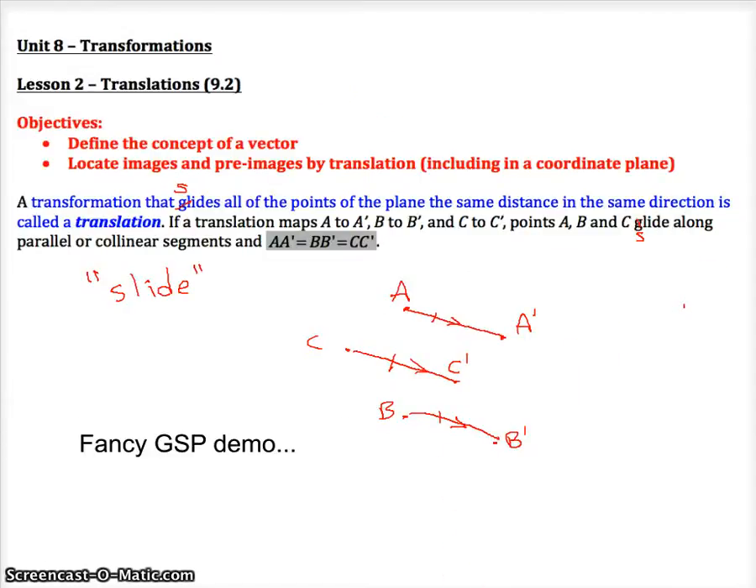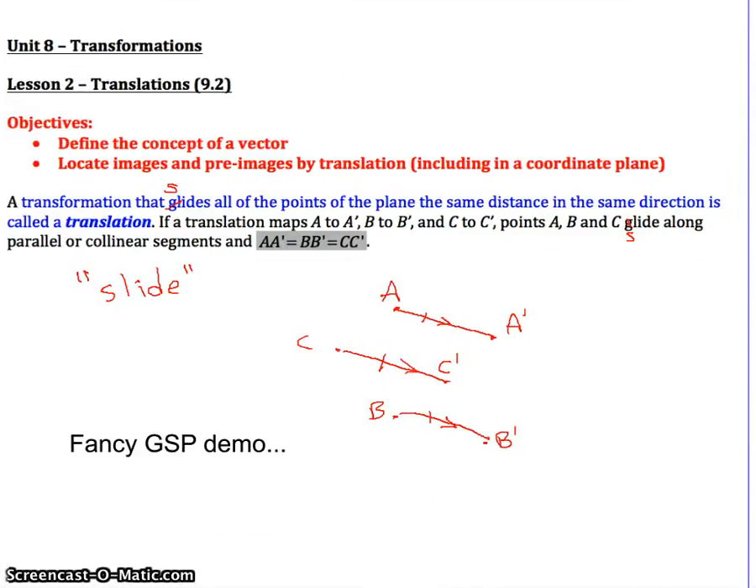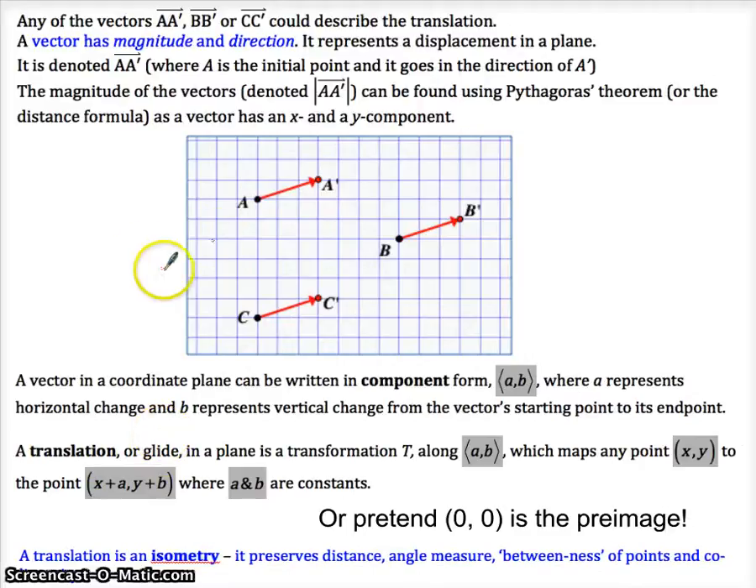Okay. That was the fancy GSP demo. Oh, the page is translated. Okay. Any of the vectors A to A prime, B to B prime, C to C prime, we call those vectors. It's really just like a segment with an arrow at one end. It's a distance, so it's a segment sort of, but it's what's new about vector. The difference between a vector and a segment is the vector has a direction on it.